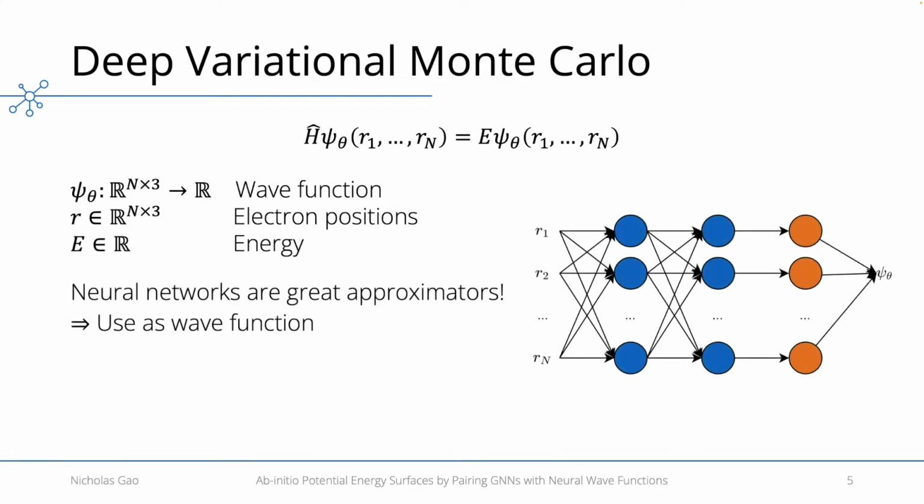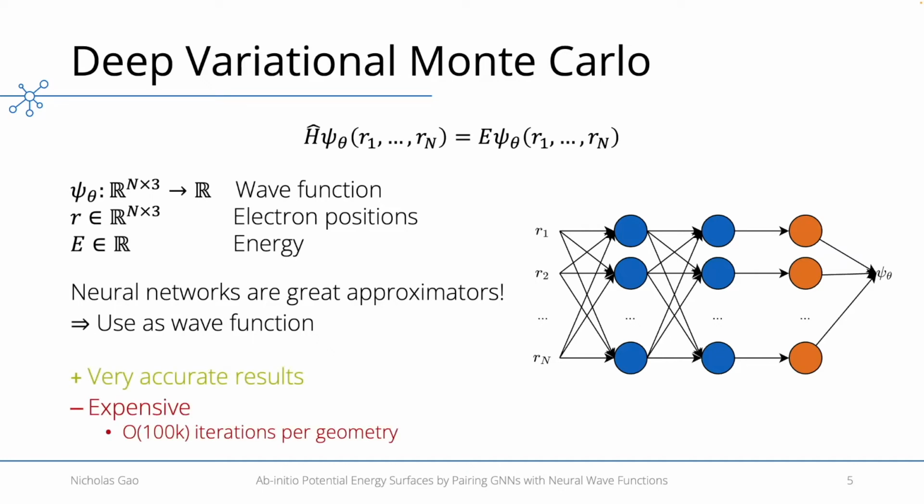In recent works, the use of neural networks has been proposed as wave function Ansätze, as neural networks have been shown to be great function approximators. This led to very accurate results compared to classical methods, but it turned out to be relatively computation intensive with around 100,000 iterations per molecule.